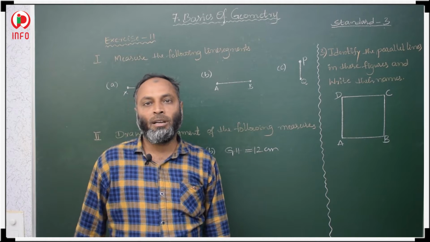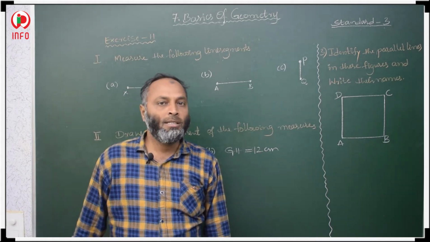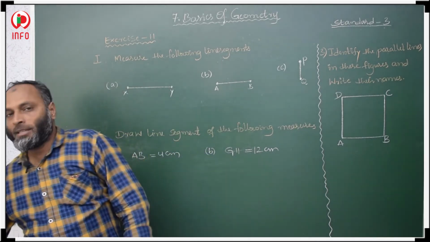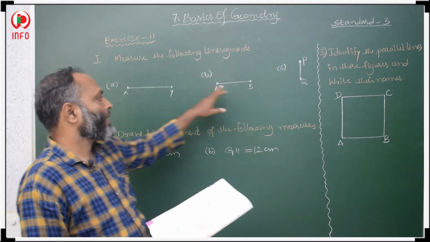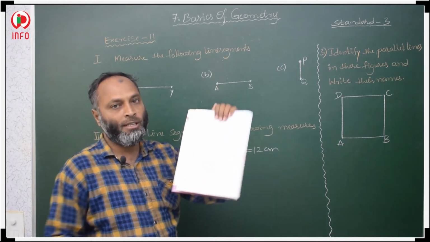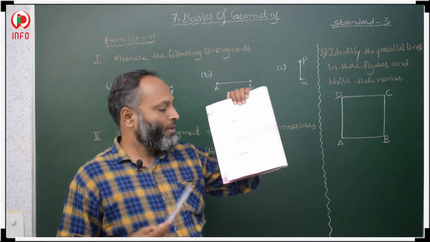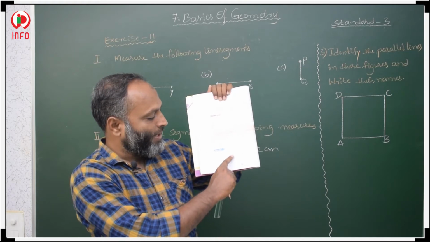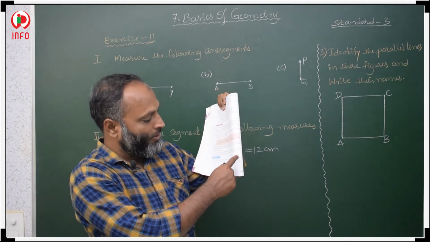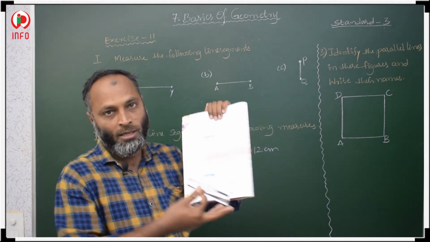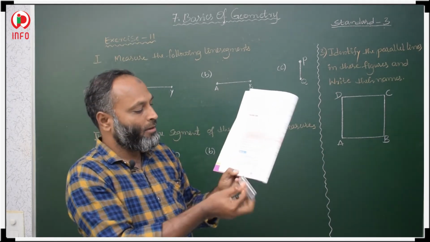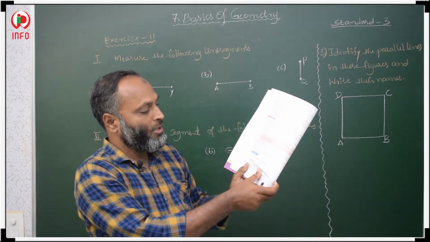So, these line segment lengths we have to measure. How to measure the line segment length? We already discussed how to measure. In your textbook the same thing is given: XY, AB and PQ. So, take a ruler. This is your ruler.